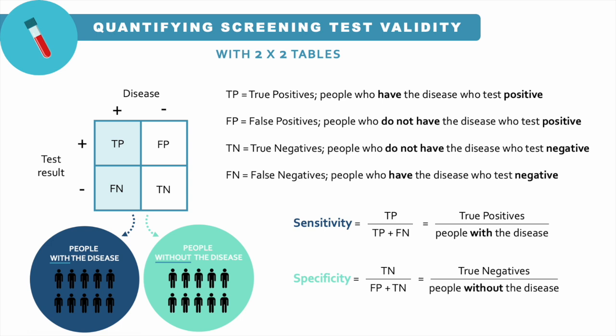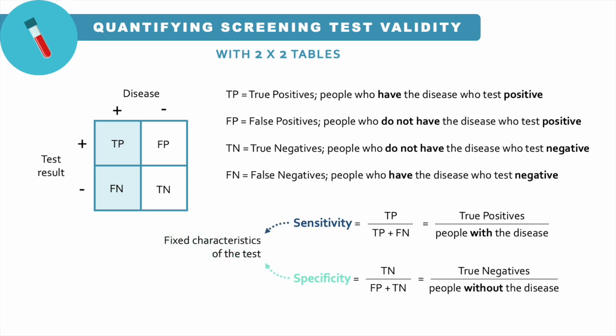It's important to note that sensitivity and specificity are both fixed characteristics of the test. They do not change based on the prevalence of the disease in the population you're testing. We calculate sensitivity by dividing the true positives by the true positives added to the false negatives, which is everyone who has the disease. And we calculate specificity by dividing the true negatives by everyone who does not have the disease, the false positives plus the true negatives.